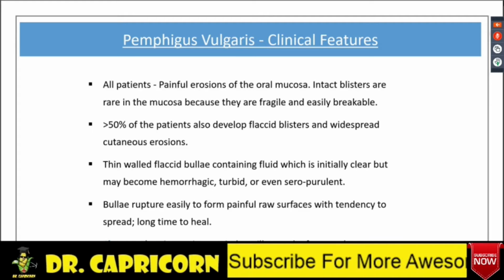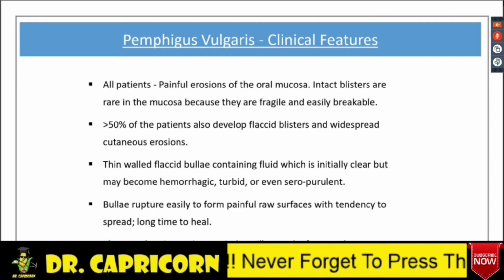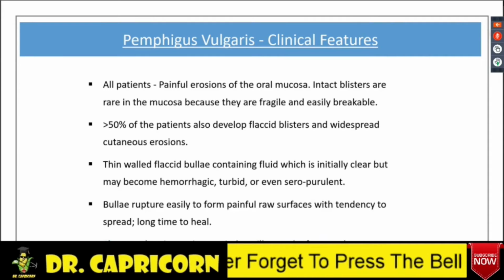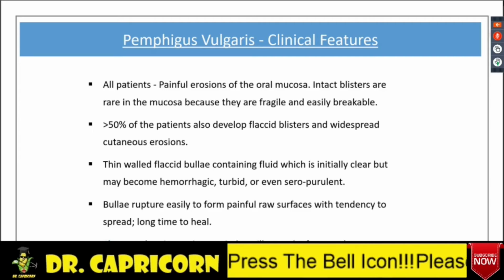Now, that is very important. As compared to pemphigus foliaceus, the bullae in pemphigus foliaceus don't spread. So that is the reason why pemphigus vulgaris is a more dangerous disease, as mucosa is involved and it has a tendency to spread. Okay.